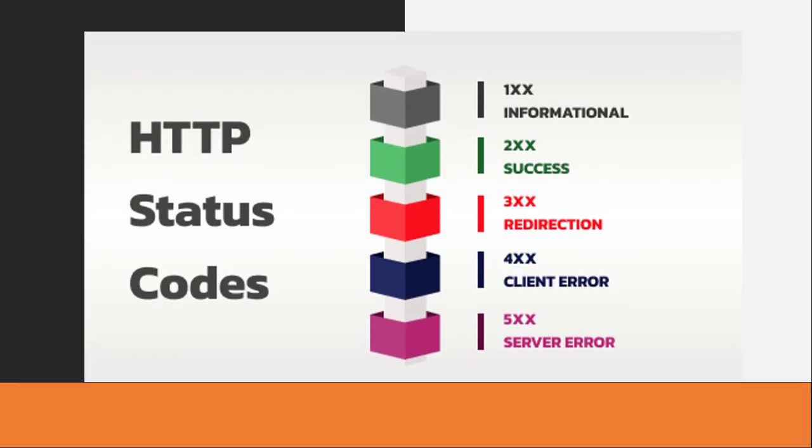These are the HTTP status codes. The 100 series codes indicate informational codes. The 200 series codes indicate successful codes. The 300 series codes indicate redirection codes. The 400 series codes indicate client errors. And the 500 series indicates server errors.